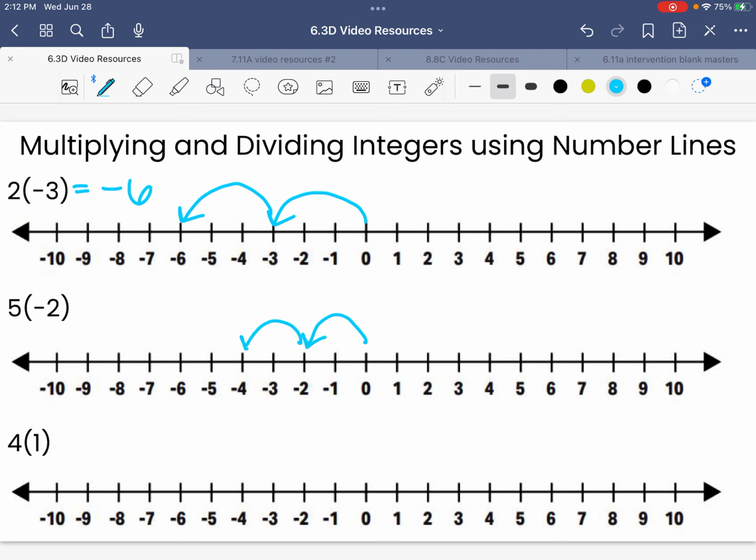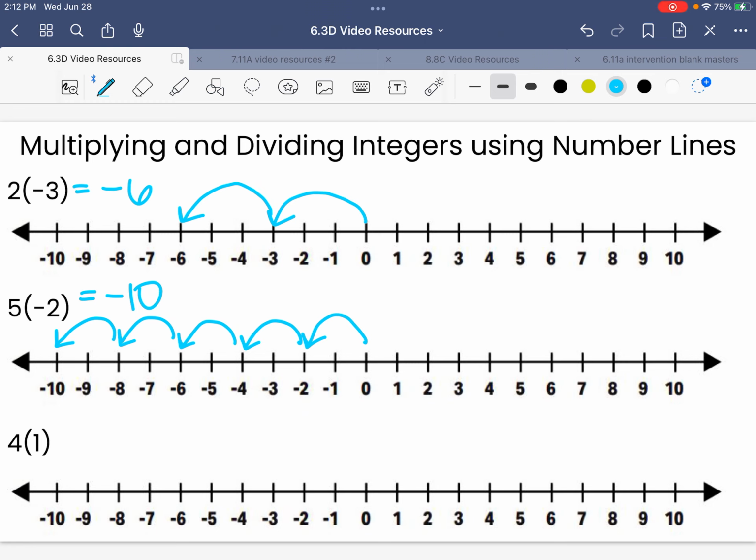I jump another 2 negatives, a third group of 2 negatives, a fourth group of 2 negatives, and then finally my fifth group of 2 negatives. So when I had 5 groups of 2 negatives each time, that took me all the way to -10. So 5 times -2 was equal to -10.